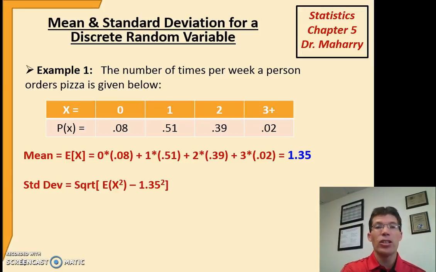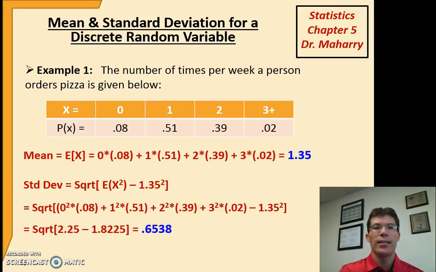Now, if we look at standard deviation, it's a similar idea. It's just a little more of a tedious calculation because we need this expected value of x squared, which is the same thing, only I'm going to take x squared times the probabilities and add them up. So in this case, I take 0 squared times 0.08, 1 squared times 0.51, 2 squared times 0.39, 3 squared times 0.02. So there's your expected value of x squared. Add all those up, and then I subtract the mean squared, which I calculated earlier. So subtract that 1.35 squared. Plug all that in, take the square root at the end, and the standard deviation is 0.6538.